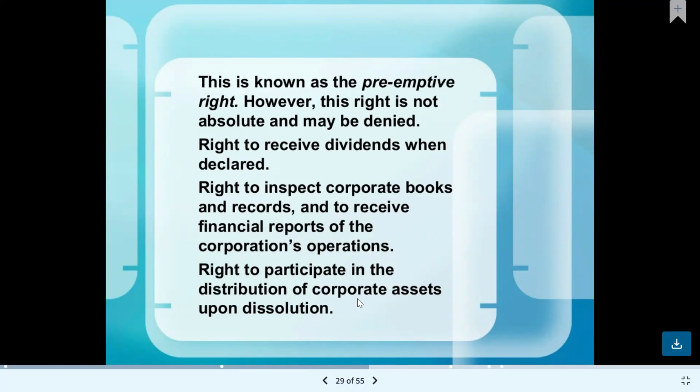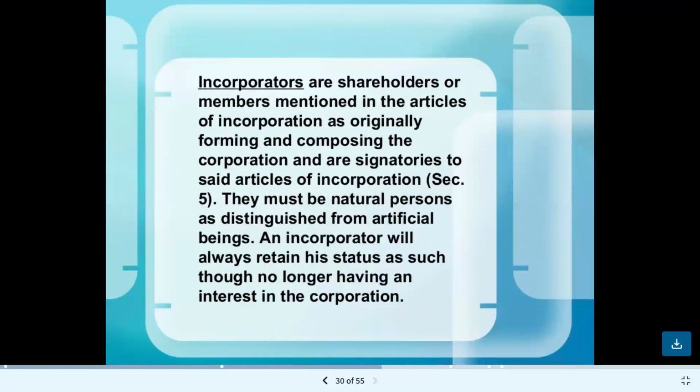Okay, another right is to receive dividends when declared by the board of directors, the right to inspect corporate books and records and to receive financial reports, and the right to participate in the distribution of corporate assets upon dissolution. And as to incorporators, again, these are shareholders or members mentioned in the articles of incorporation as originally forming and composing the corporation and are signatories to the articles of incorporation. Take note, they must be natural persons.